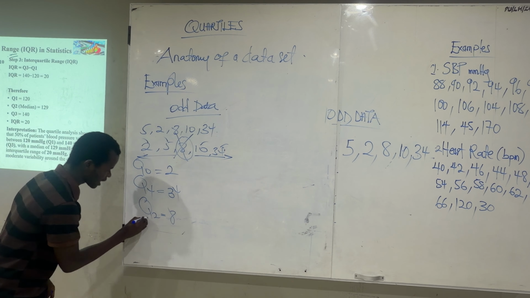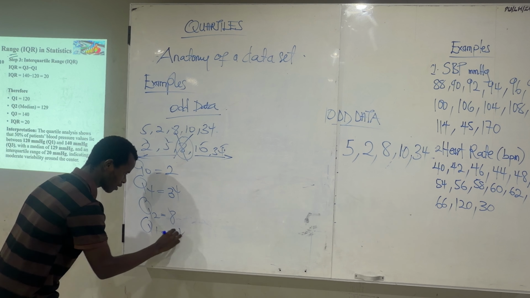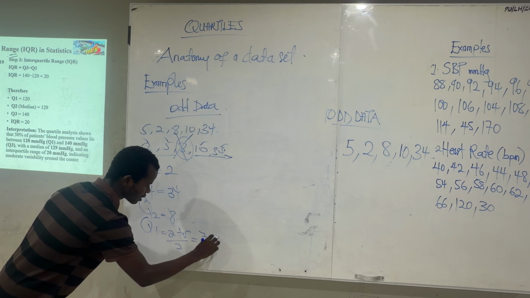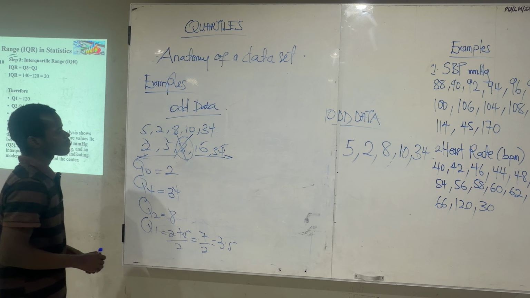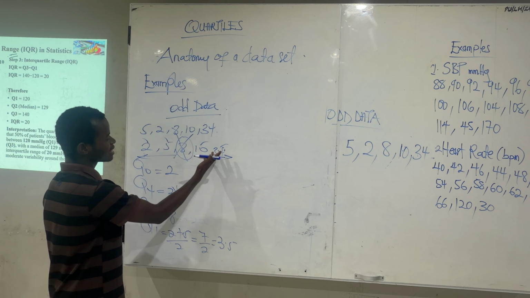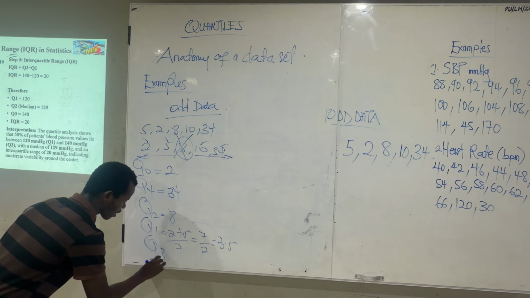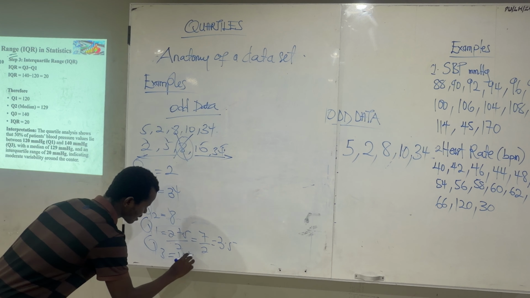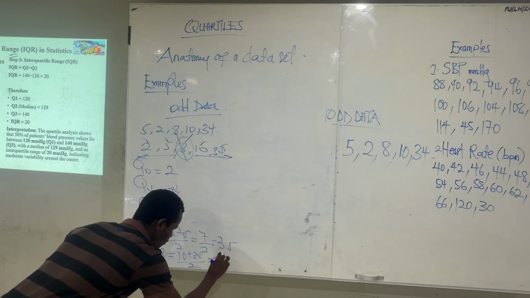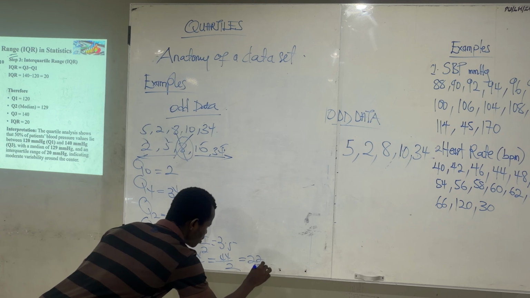So the Q1, which is the median of the lower half, becomes 2 plus 5 divided by 2, which is 7 over 2. It's 3.5. And then calculating for Q3, which is the median of the upper half. And here we have 10 and 34. The median of the upper half will be 10 plus 34 divided by 2, which is 44 divided by 2. It's going to give us 22.